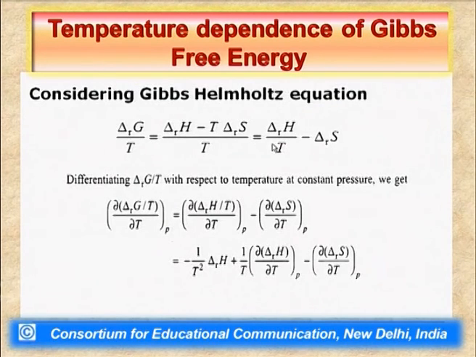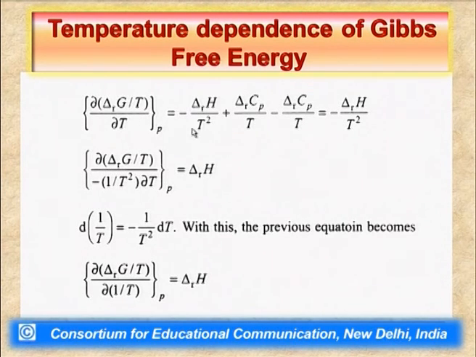Now, coming over to the first term, minus 1 by T square delta RH, as such you can note. So, therefore, minus delta RH by T square plus delta R Cp by T minus delta R Cp by T. The second and third terms have the same magnitude but opposite sign, so they cancel. What we get is minus delta RH by T square. So, therefore, we have another form of the Gibbs-Helmholtz equation, which says that the change in the ratio of reaction Gibbs free energy to temperature with change in temperature is equal to minus delta RH by T square.